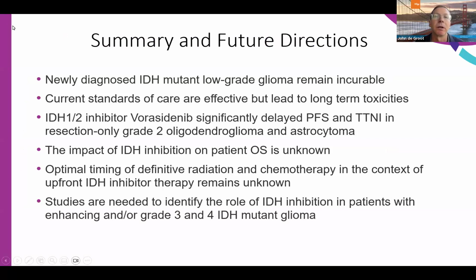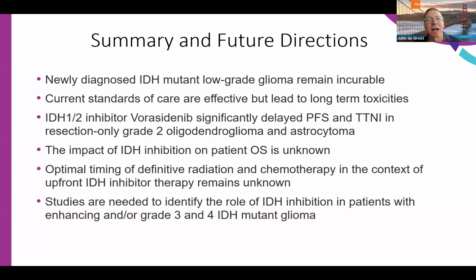So in summary, newly diagnosed IDH mutant low-grade glioma, unfortunately, remains incurable, but we have some really great new therapies that can potentially change the long-term trajectory. Current standards of care are effective, but obviously, as we talked about, can lead to some long-term toxicities. The IDH1/2 inhibitor Vorasidenib significantly delayed progression-free survival and time to next intervention in resection-only grade 2 oligodendroglioma and astrocytoma. It's really important. And the impact of IDH inhibition on patient overall survival is currently unknown, but hopefully we'll know that in some time from now.